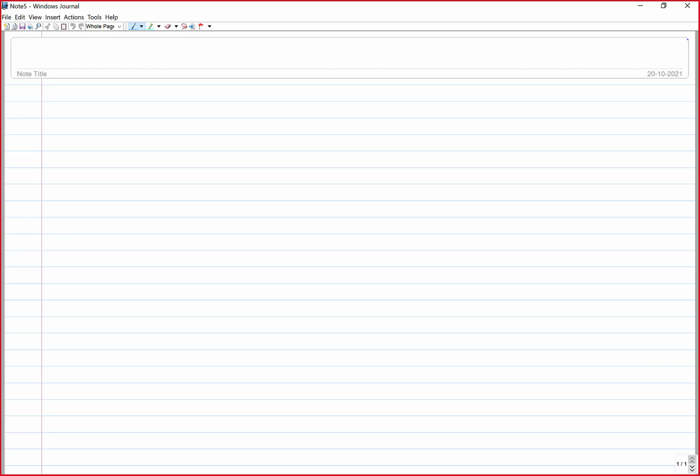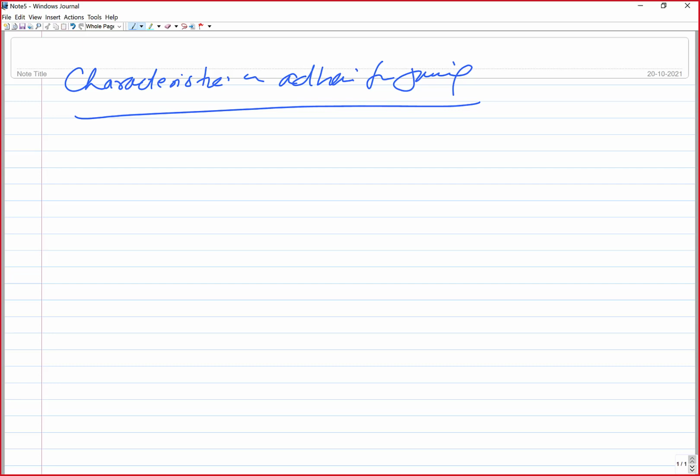Okay, so important features in adhesive joining, like certain characteristics that are important in adhesives for joining purposes, and other important aspects that should be kept in mind while making the adhesive joint. One I have already said: good wetting of the adherent surfaces by the adhesive. This is one obvious requirement. Then there is the curing time.